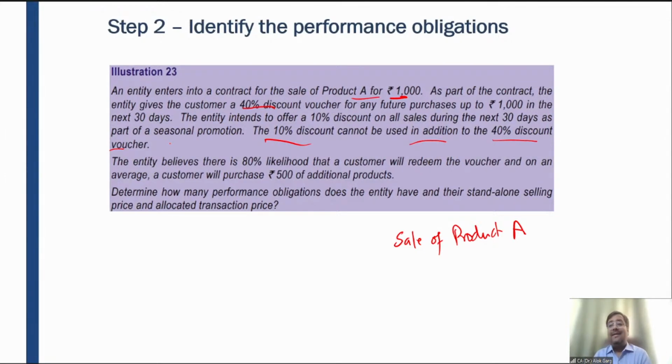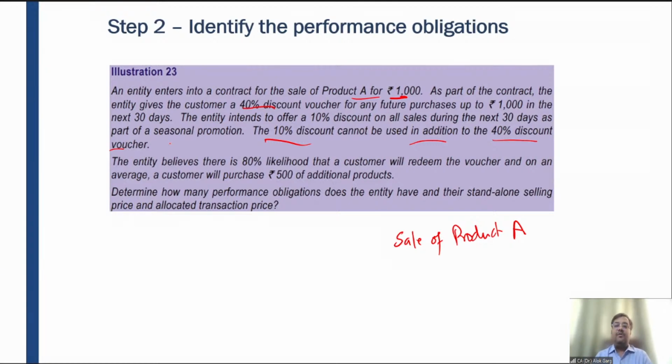And it is estimated that normally 500 rupees of additional product the customer will purchase. So normally from this discount voucher, 500 sale will be there in the future. So this is the entity's estimate, right? Determine how many performance obligations the entity has, and their standalone selling price and allocated transaction price.